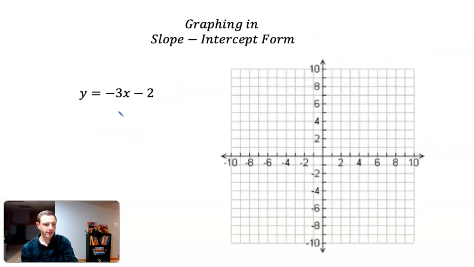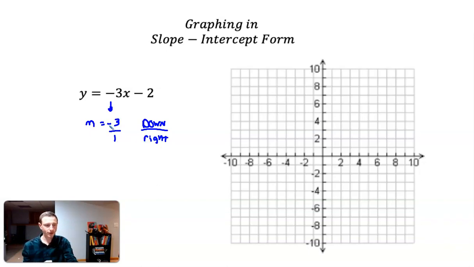y equals negative 3x minus 2. So in this one, our slope is negative 3. Same discussion as we just had with the slope being just a coefficient, a number, not a fraction. This is going to be over 1. Our top number is negative, so that means we're going to go down 3 units. And then the bottom number is positive, so that means we want to go right 1 unit.